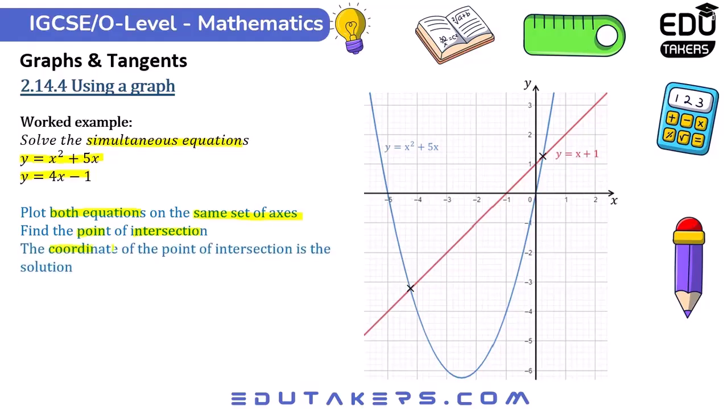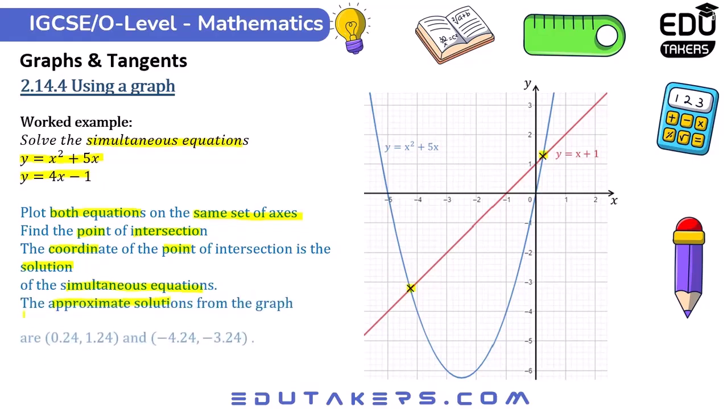The coordinates of the points of intersection are the solutions, and the points of intersection are here and here. Solutions of the simultaneous equations. The approximate solutions from the graph are 0.24 and 1.24, and -4.24 and -3.24.